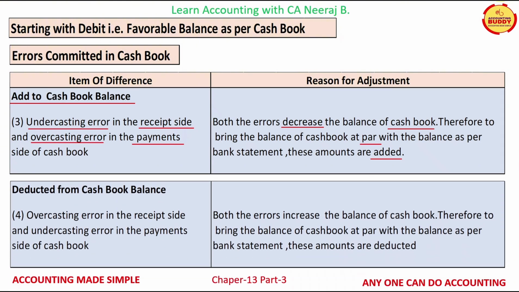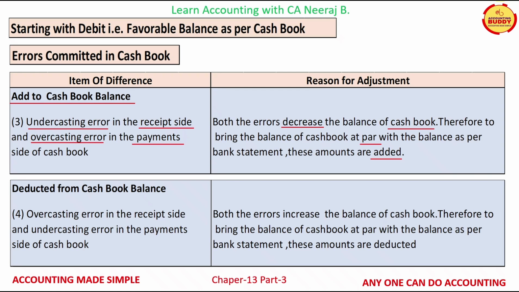There is another type of error in the cash book which needs to be deducted from the cash book balance. This means the overcasting error in the receipt side or the undercasting error in the payment side of the cash book. Both these errors increase the balance of the cash book. Therefore, to bring the balance of the cash book at par with the balance as per bank statement, these amounts are deducted.